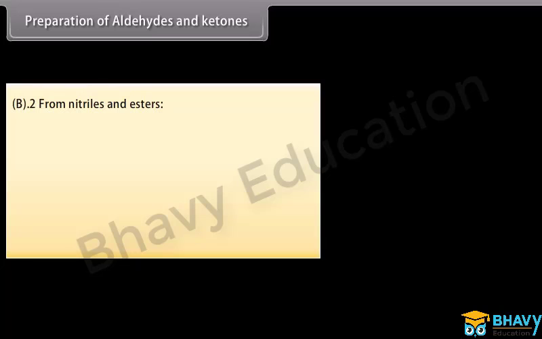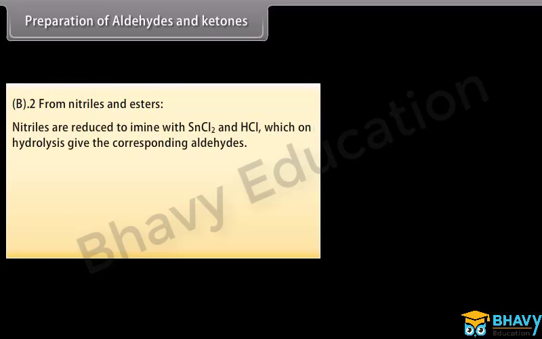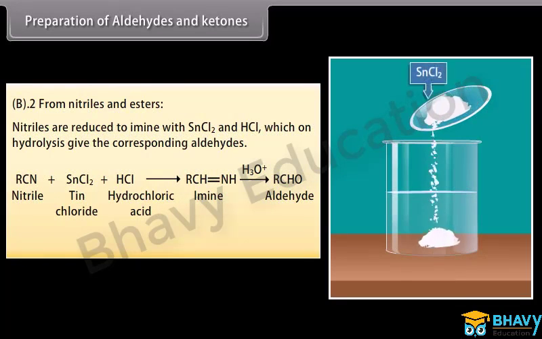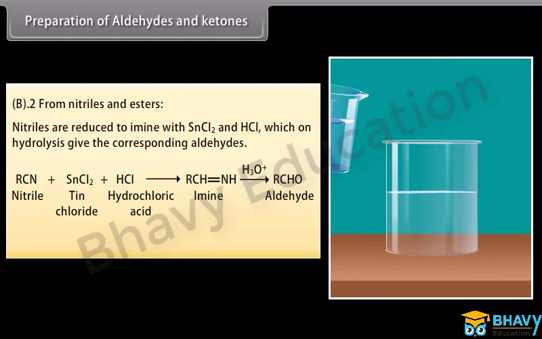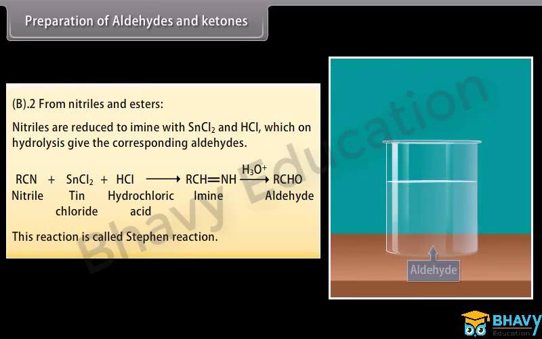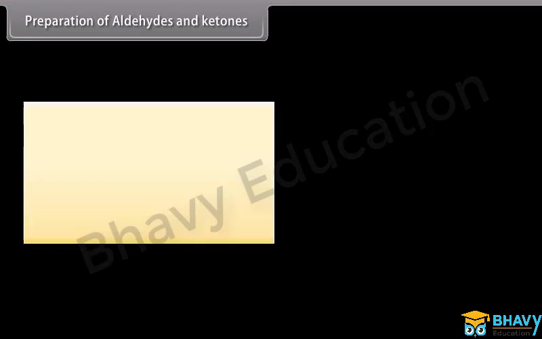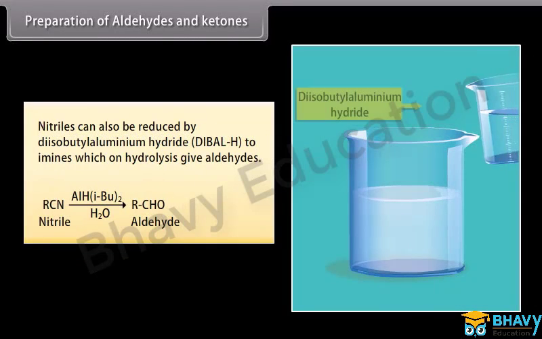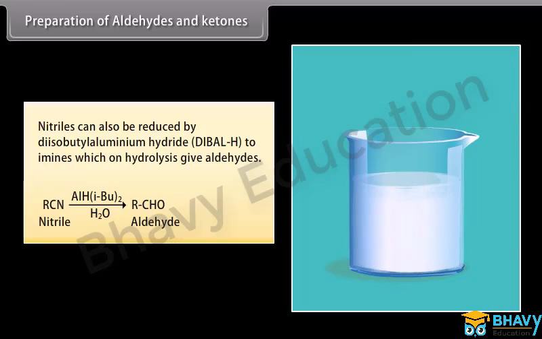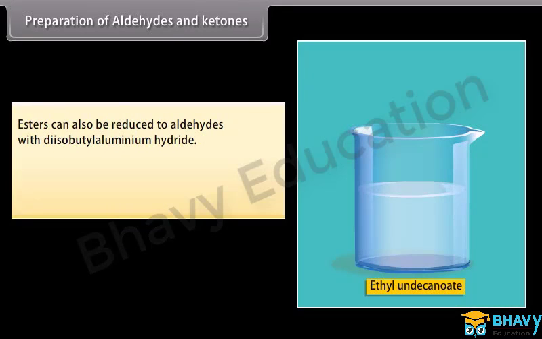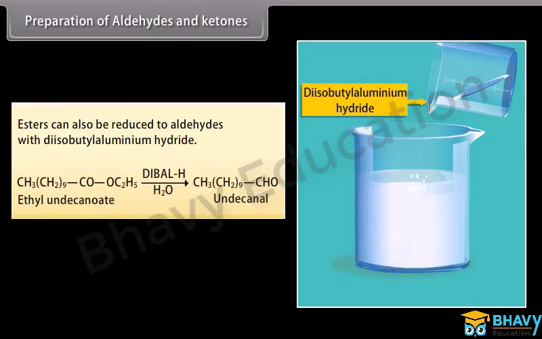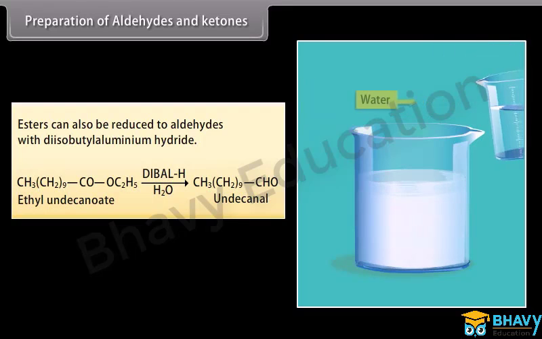From nitriles and esters. Nitriles are reduced to imine with stannous chloride and hydrochloric acid, which on hydrolysis give the corresponding aldehydes. This reaction is called Stephen reaction. Nitriles can also be reduced by diisobutyl aluminium hydride to imine, which on hydrolysis gives aldehydes. Esters can also be reduced to aldehydes with diisobutyl aluminium hydride.